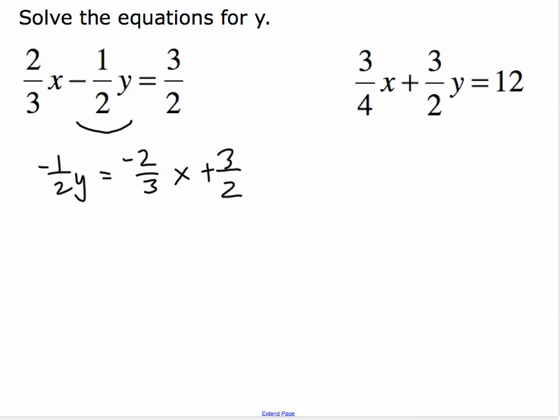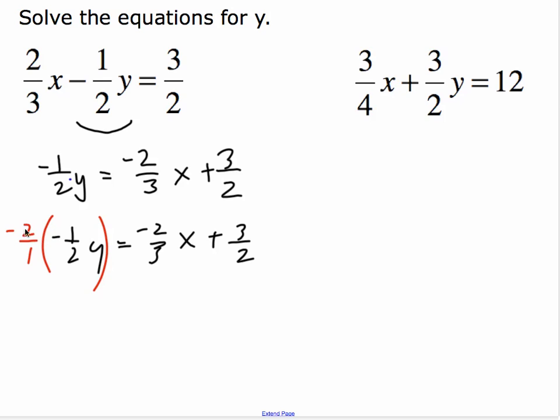So I need to get rid of this negative 1/2. To get rid of anything that's being multiplied by y, let me change my color. If I'm multiplying y by negative 1/2, to get rid of that, I'd multiply by the reciprocal. So I'm going to take this side and multiply it by negative 2 over 1. But if I do it on this side, I have to multiply everything on the other side. Let me just rewrite it. So I'll have negative 1/2 y equals negative 2/3 x plus 3/2. I multiply by negative 2 over 1 so I can get a positive 1 there. Negative times negative cancels. 2 times 1/2 gives me a positive y.